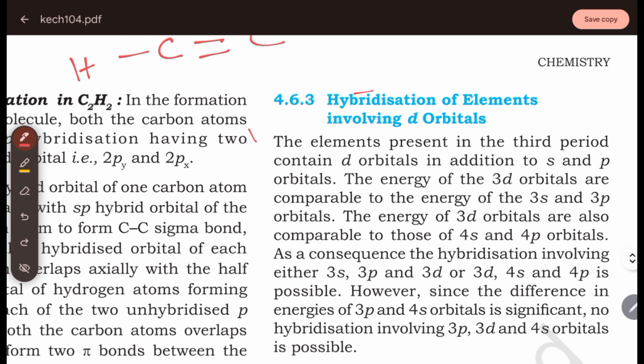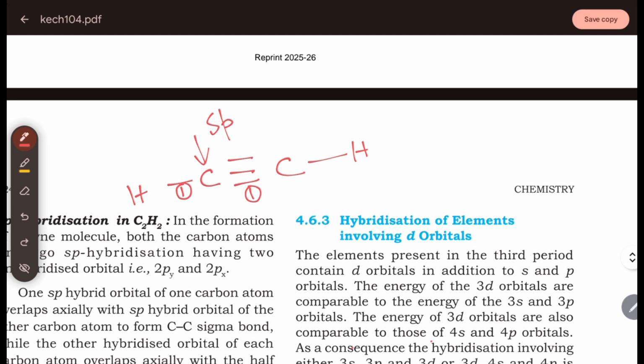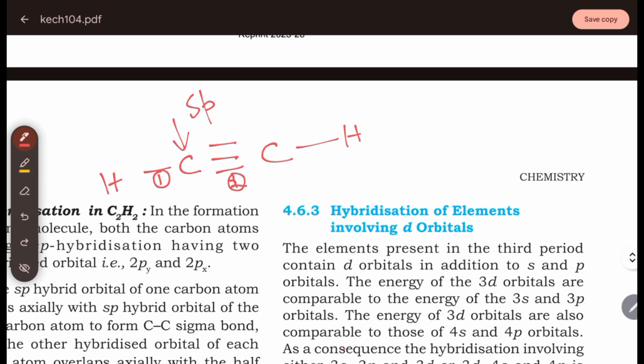Now each carbon atom is sp hybridized. How do I know? Count the number of sigma. This is 1 sigma. This is 1 sigma. So 1 and 2. So pi 1, pi 2. Whenever there is a multiple bond, the one bond is always sigma, rest is pi. So it is a triple bond. I will say 1 sigma, rest is pi. So total, each carbon atom, don't see 2 carbon atom. Each carbon atom forms how many sigma bond? It forms 2 sigma bond.